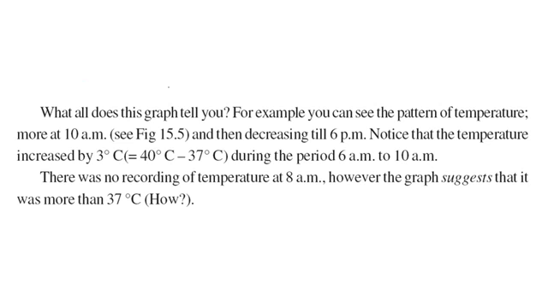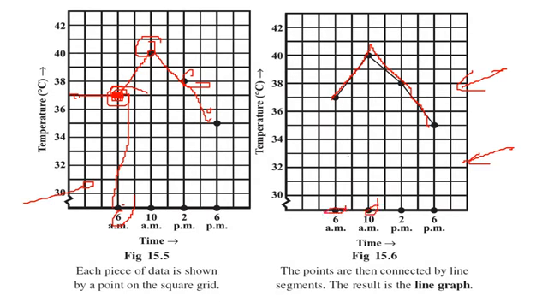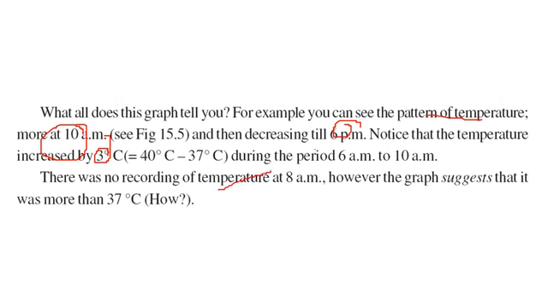Now what do these graphs tell you? There are so many things which you can perceive from this graph. For example, you can see the pattern, the maximum at 10 a.m. and then decreasing till 6 a.m. and also there is a decrease of 3 degrees. Between 6 a.m. to 10 a.m., sorry, there is an increase. So there is an increase, 37 to 40, so there is an increase. There is an increase and there is a decrease also.